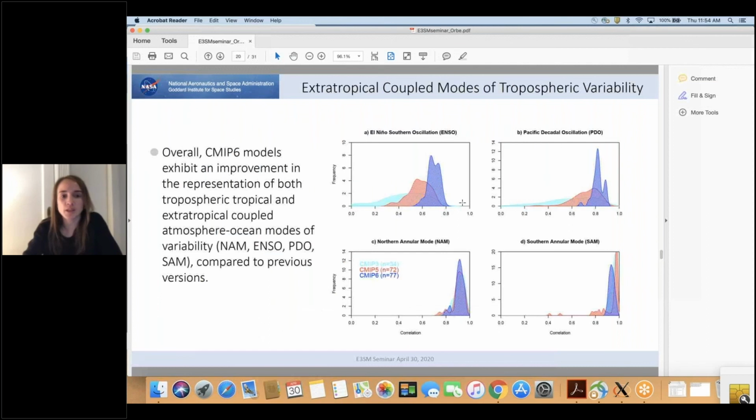Moving on to the extratropical coupled modes of tropospheric variability, here is more of a summary figure demonstrating an overall improvement, or migration, from the CMIP-5 versions of the models to CMIP-6, shown for ENSO, the PDO, as well as the southern and northern annular modes. Even though for the southern annular mode, it's not quite so obvious that there's an improvement per se, generally there is a migration moving from left to right. Again, with the caveat that we're not looking at the entire CMIP-6 archive and focusing rather on the 6 climate models analyzed in the study.